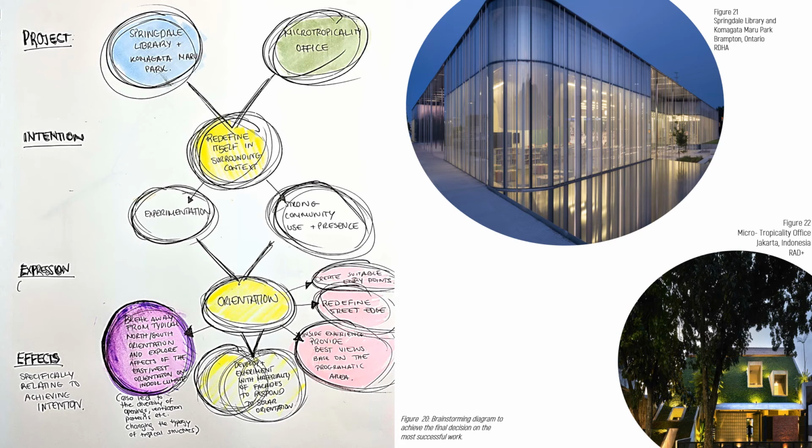In contrast to the Microtropicality Office, which focuses orientation on achieving the appropriate interior conditions needed for a tropical climate, the Springdale Library in Komagatu Maru Park shows how orientation is more than about sun path. It affects people's entire movement and sense within the space, outside, inside, and in between. Using this as my basis, I believe Springdale Library and Komagatu Maru Park therefore better showcases the extent to which orientation affects the entirety of an architectural work.